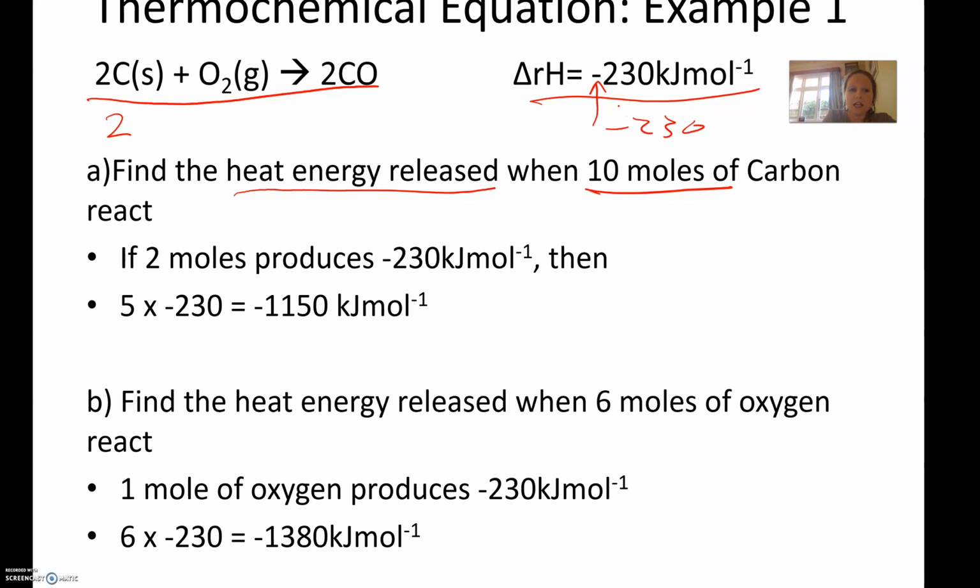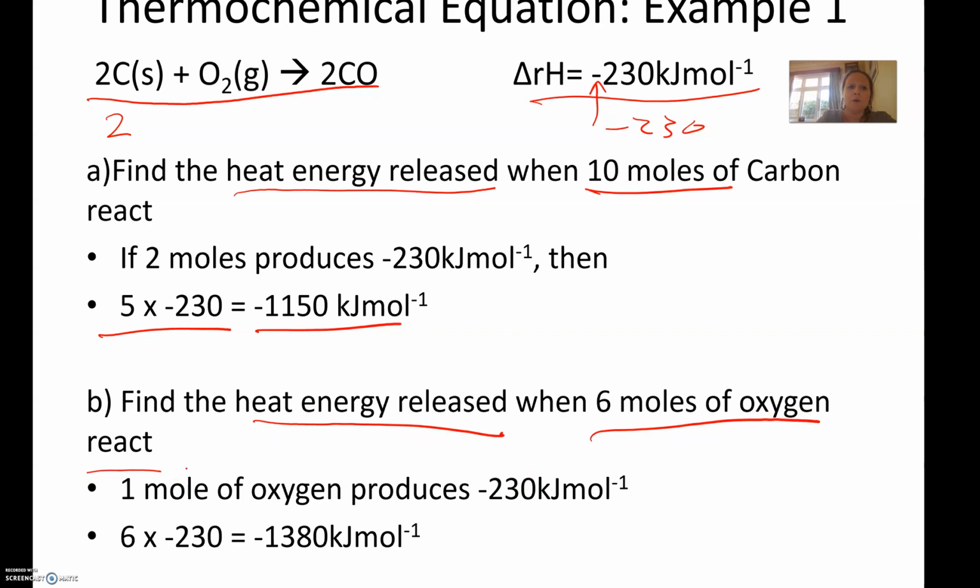So if we want 10 moles, then we need to times this by 5. So if we go 5 times negative 230, we will see that it would be negative 1,150 kilojoules per mole. Hopefully that makes sense.